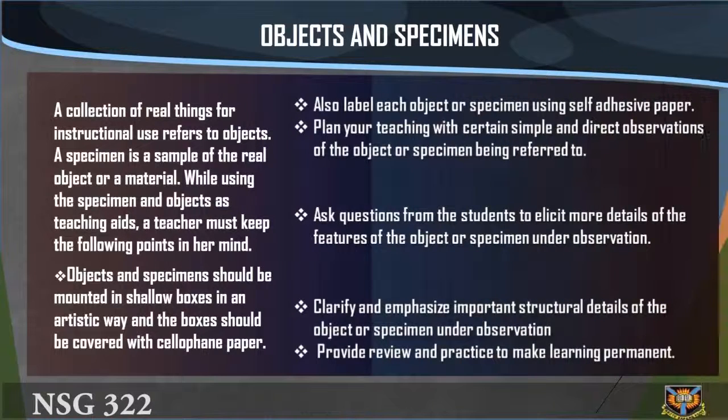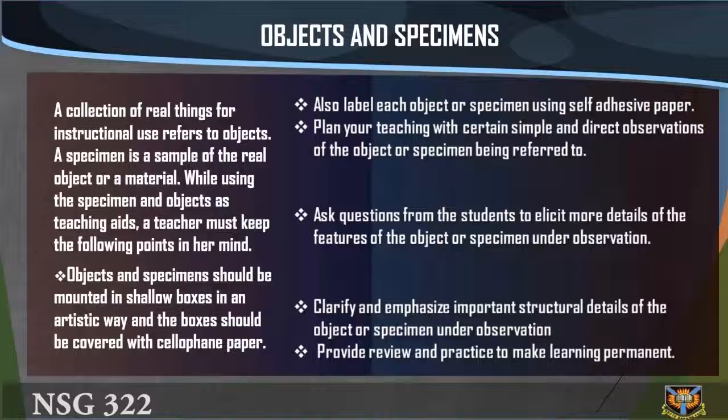Objects and specimens. A collection of real things for instructional use refers to objects. A specimen is a sample of the real object or a material. While using specimens and objects as teaching aids, a teacher must keep the following points in mind. Objects and specimens should be mounted in shallow boxes in an artistic way, and the boxes should be covered with cellophane paper. Also label each object or specimen using self-adhesive paper.